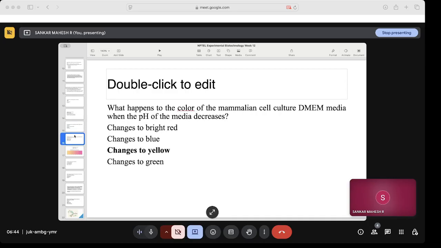The next question is: what happens to the color of mammalian cell culture DMEM media when the pH of the media decreases? Four options are given: changes to bright red, changes to blue, changes to yellow, changes to green. Take a couple of minutes to think about this and tell me how the color changes, and what the actual color of DMEM media is at the physiological pH.